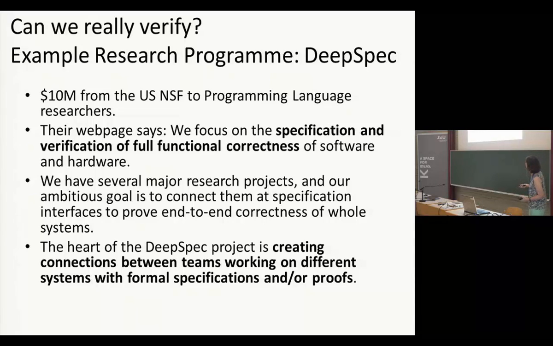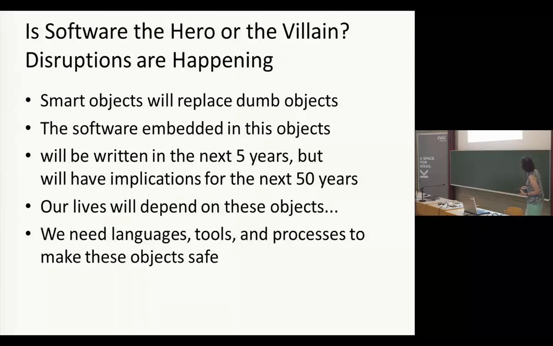It's still an open question, it's an open research question, and the National Science Foundation in the US currently have a big research program to do specification and verification of full functional correctness. And basically what they're trying to do is there are lots and lots of teams that have worked on different parts of this problem, lots of research teams, and they're trying to put them together so that they get the sum which should be greater than the parts, right?